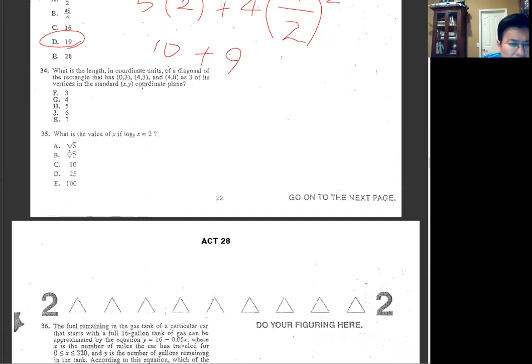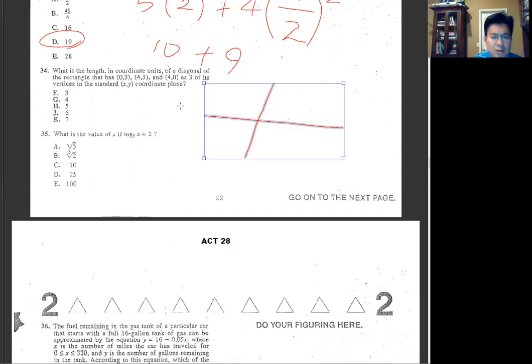34, what is the diagonal of the rectangle? There's 3 on both of them. Okay, 0, comma 3 is here. 4, 3 is here. 4, 0. So then 5. It's a 3, 4, 5 triangle. You can think of it that way as well, or you can do the Pythagorean theorem.